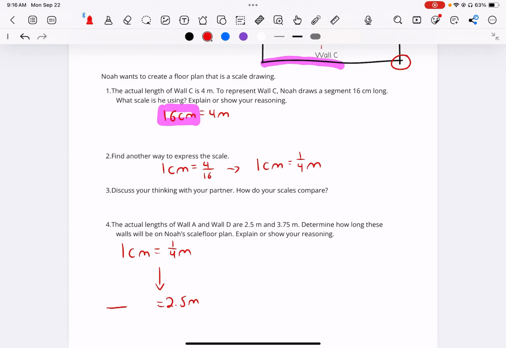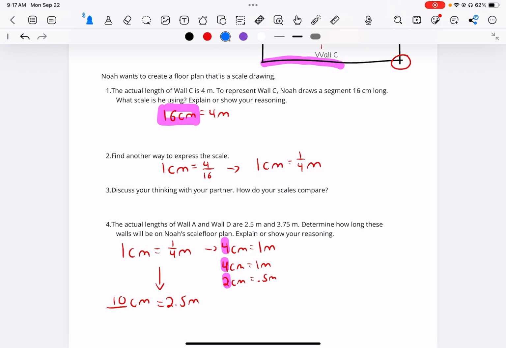So first thing I could do, I can multiply each one by 4 and say 4 centimeters is equal to 1 meter. So now if I need 2.5, I'm going to need another 4 centimeters to equal 1 meter, and then I need half, 2 centimeters, and it would be half a meter. So altogether, this is 4, 8, 10 centimeters would be equal to 2.5 meters.